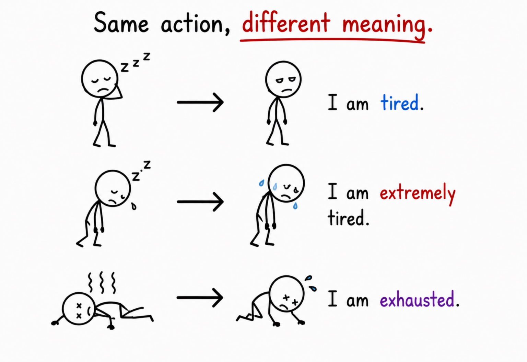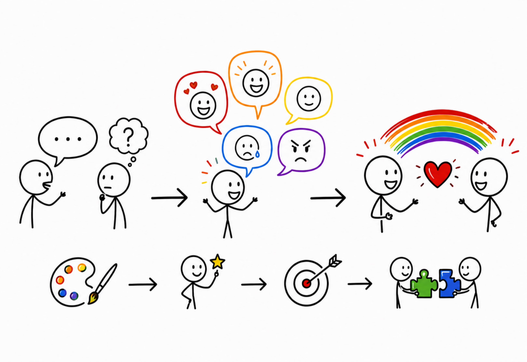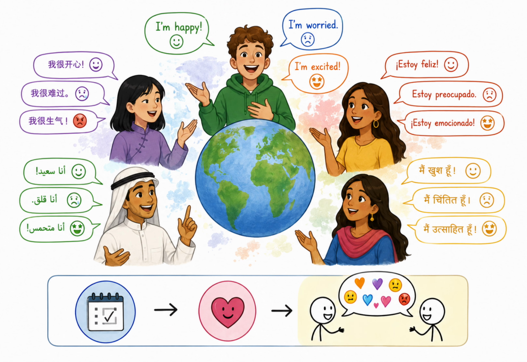Without emotion words, language would still work, but it would sound very mechanical. Imagine a robot saying, food consumed, energy level low. Technically, the message is correct, but it doesn't feel human. Humans don't just communicate facts. We communicate feelings, opinions, desires, fears, and excitement. That's why every language develops vocabulary that expresses emotions. These words allow us to add color and personality to our messages, making communication more accurate and meaningful. Whether you're speaking English, Chinese, Spanish, Arabic, or any other language, you'll find words that help people express not only what happened, but also how they feel about it.